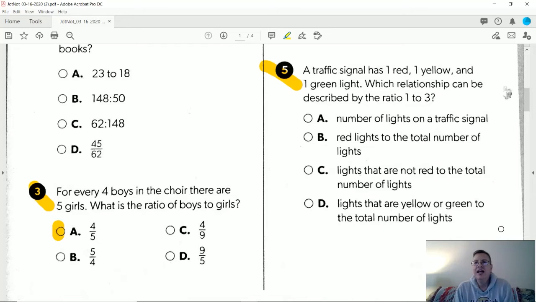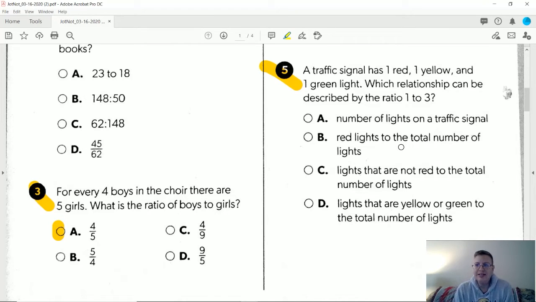Number 5, a traffic signal has 1 red, 1 yellow, and 1 green light. What relationship can be described by the ratio 1:3? So my first option, the number of lights on a traffic signal. Well, the number of lights on a traffic signal is 3, and there's nothing else that we're comparing it to, so it can't be letter A.